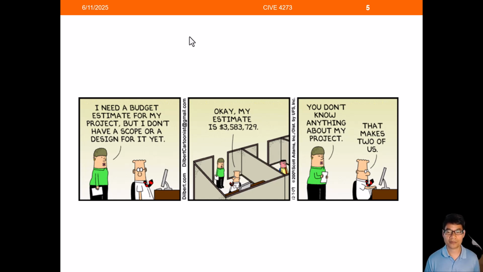So hopefully for this comic, you can understand the importance of having a project scope before you can have a cost estimate. At least you have to have a rough scope before you can come up with any cost estimate.